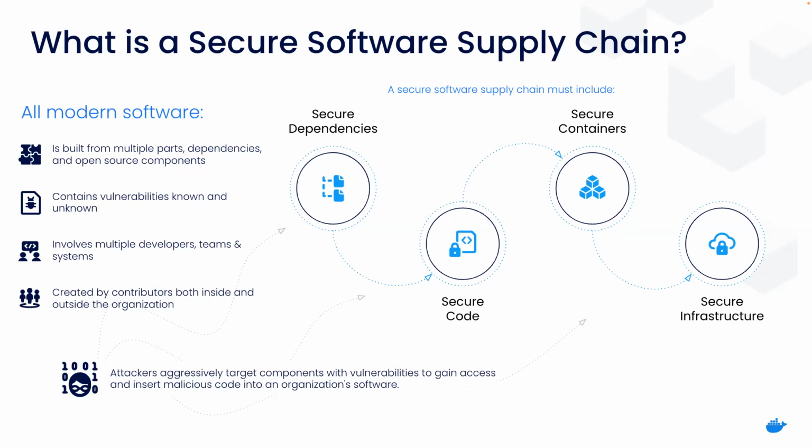Attackers and malicious actors aggressively target these dependencies in open source components to exploit vulnerabilities and potentially gain access to an organization. This is why a secure software supply chain needs to include secure dependencies, secure code, secure containers, and secure infrastructure. So that's a little bit of background as to what the secure software supply chain is.